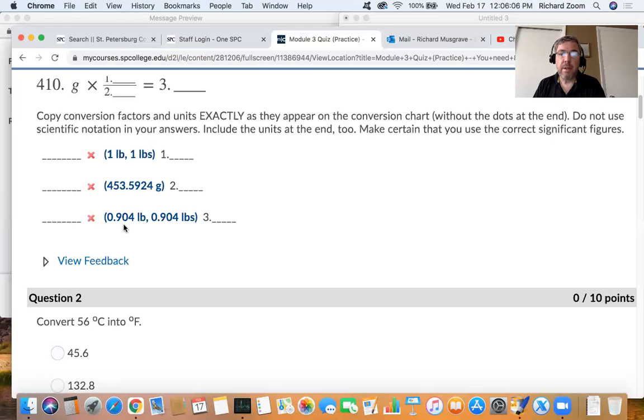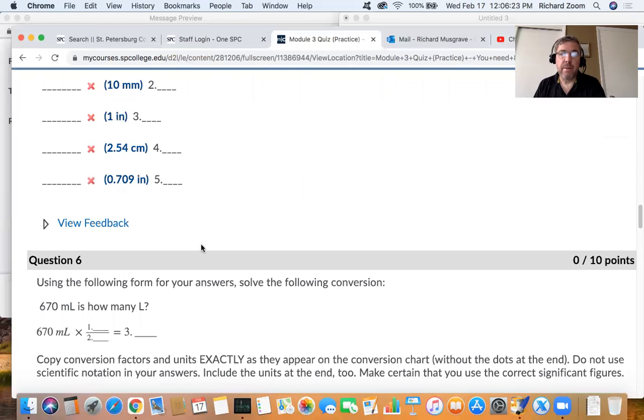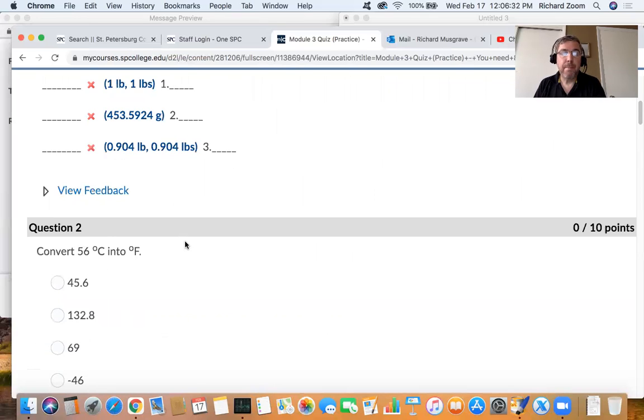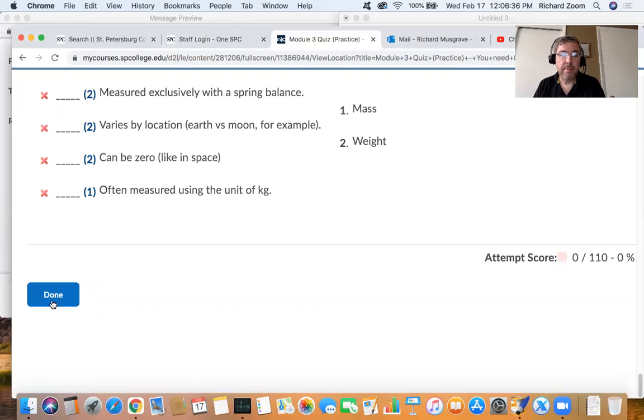And down here, likewise, it'll accept either of these answers. Put 0.904 LB or 0.904 LBS. And the whole parenthesis thing is just around the answers themselves. So that's how you can go through and figure out the formatting without any real dramas. Okay, so that's just a tip you can use for that.